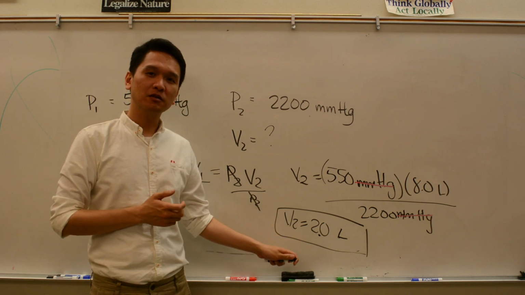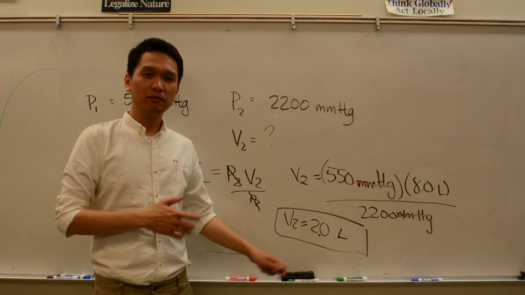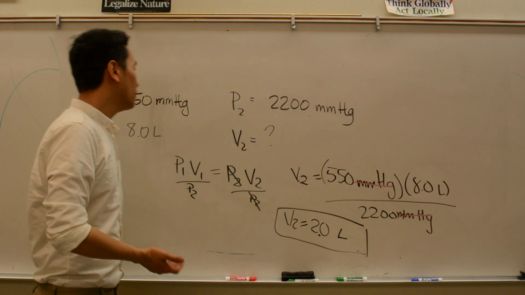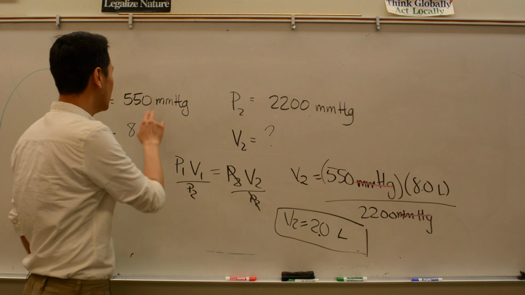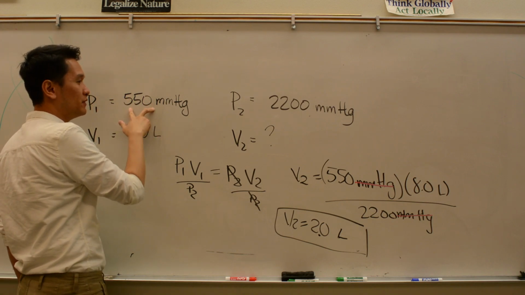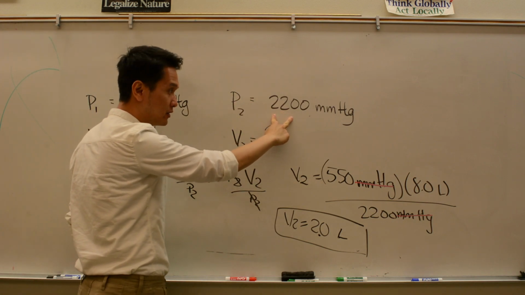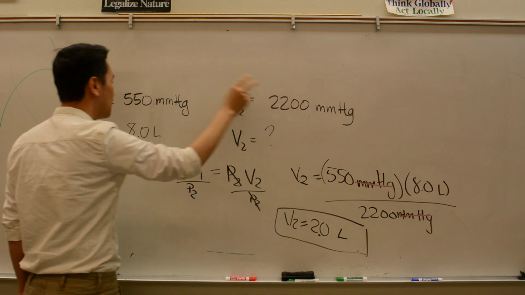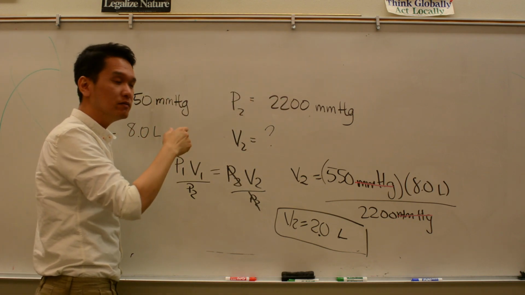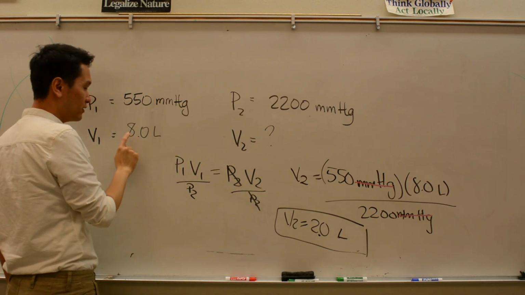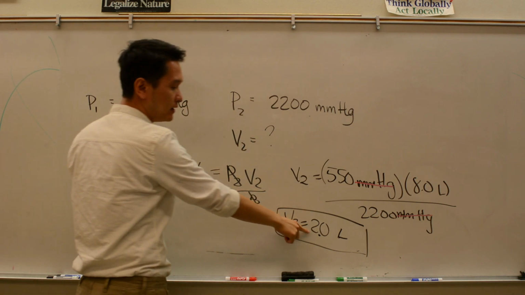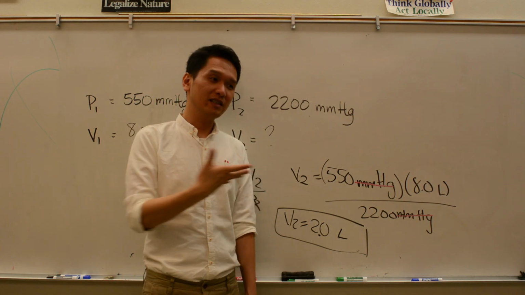At the end of all these problems, make sure that your answers make sense, because you already know what Boyle's law says. Boyle's law says the relationship between the pressure and volume is inverse, right? So if originally you were at 550, you increased pressure to become 2200. Therefore, the pressure has increased, so the volume must have decreased. So it does make sense that it was 8, now it decreased to 2. So at least it is in the right direction.